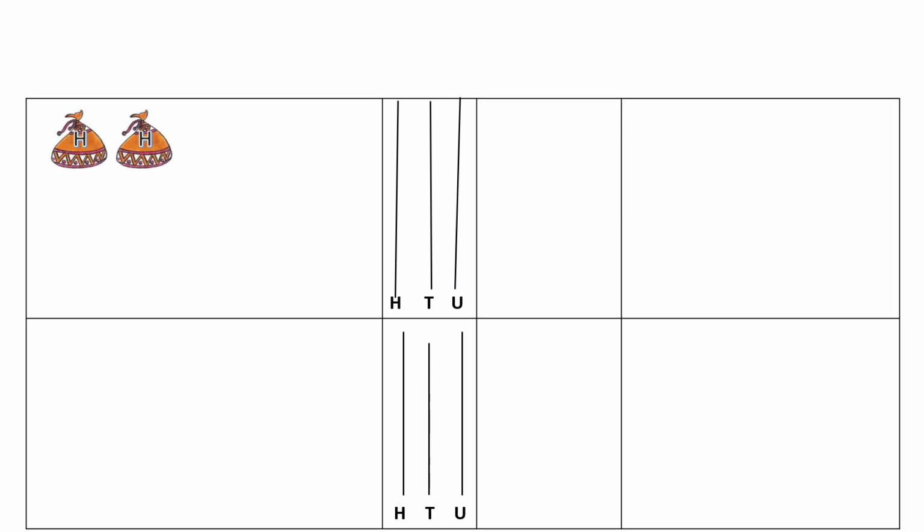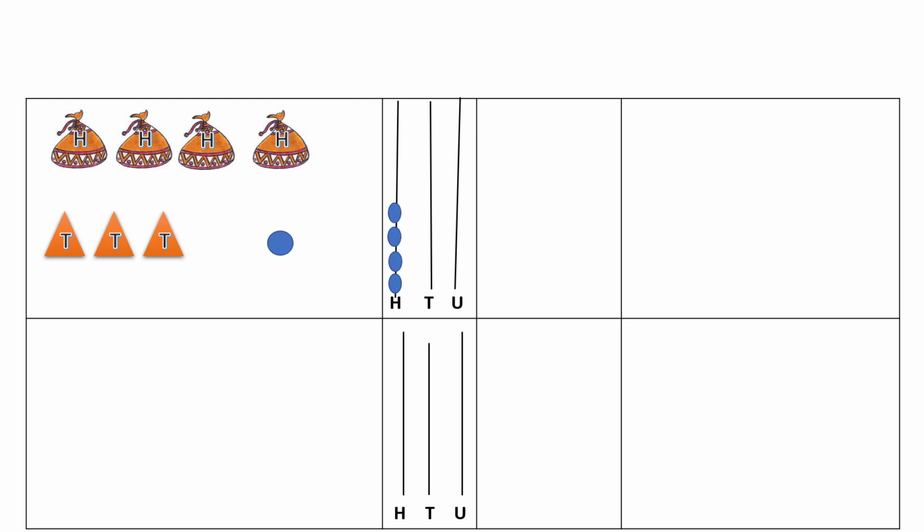Here it is 4 hundreds, 3 tens and 1 unit. So we string beads in the hundreds wire: 1, 2, 3 and 4. In tens: 1, 2 and 3 only. And in the unit wire we string 1. Here it is, we make the number 431, and we read and write it as 431.